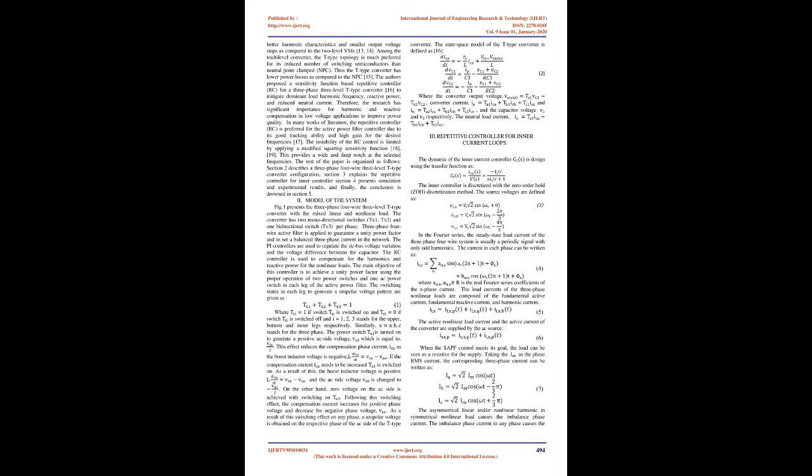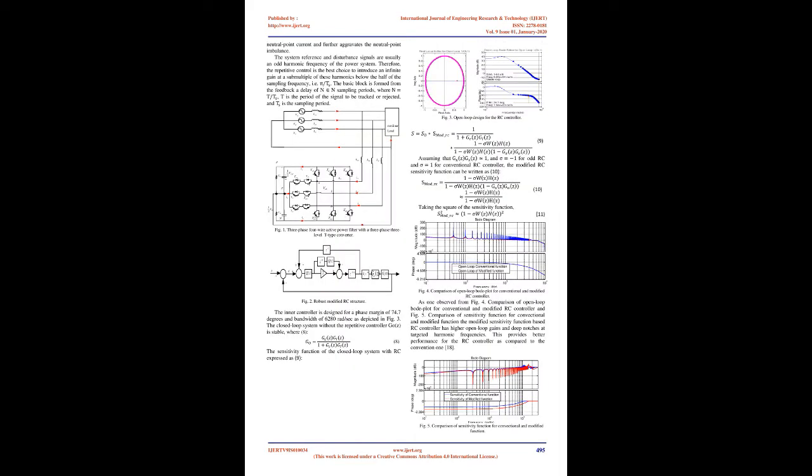Thus, the T-type converter has lower power losses as compared to the NPC-15. The authors proposed a sensitivity function-based repetitive controller, RC, for a three-phase three-level T-type converter 16 to mitigate dominant load harmonic frequency, reactive power, and reduced neutral current. Therefore, the research has significant importance for harmonic and reactive compensation in low-voltage applications to improve power quality.